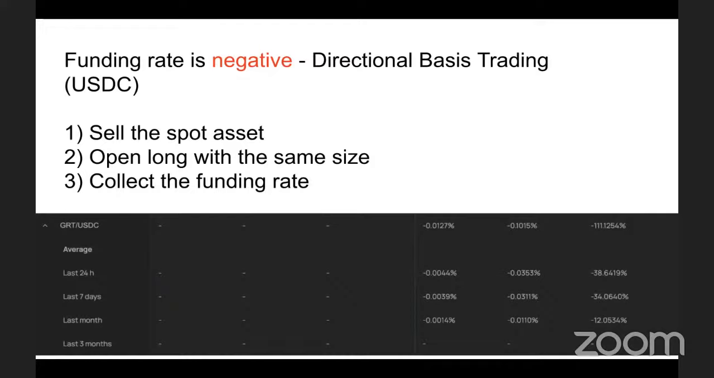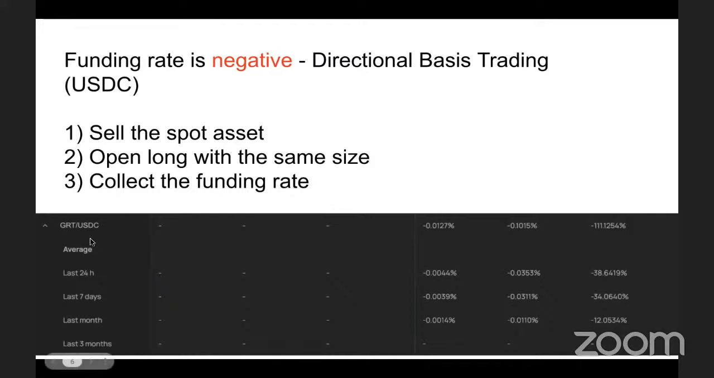So when the funding rate is negative, it means you can build directional basis trading. Sorry for the USDC here, it actually is not true. It is without USDC. Directional basis trading means that you can squeeze out some extra APR on the assets that you have already in your portfolio. So you will sell the spot assets that you have to USD, let's say, then you will open a long with the same size position to cover that, to have the same exposure basically, and then you collect the funding rate.